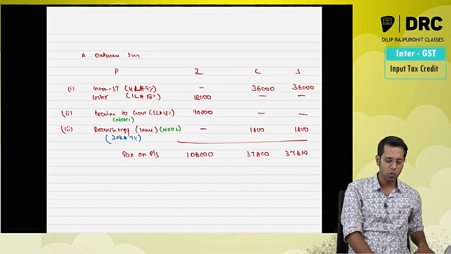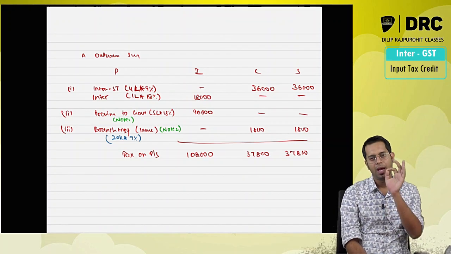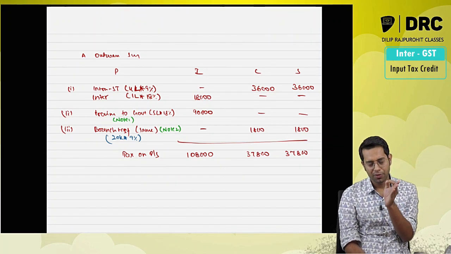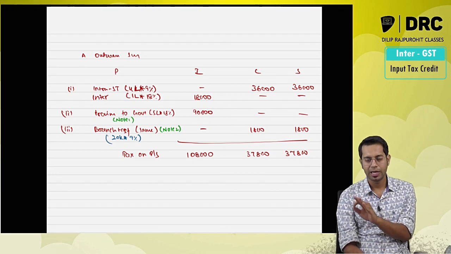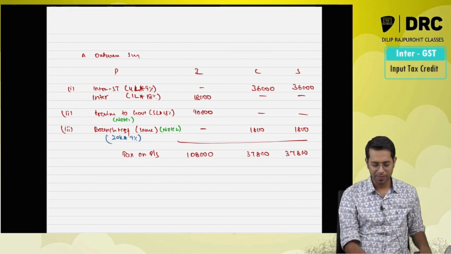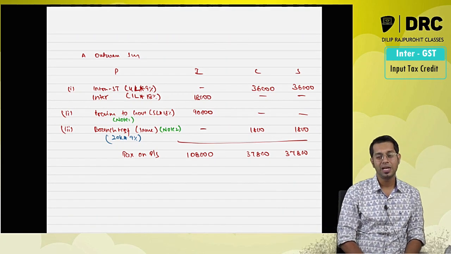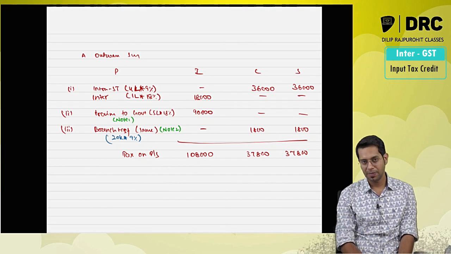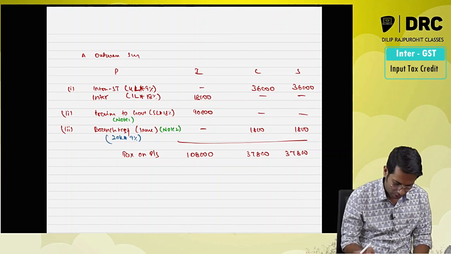Then branch transfer, note number 2, as per section 25 subsection 4, where a person has obtained or is required to obtain more than one registration, whether in a state or union territory, then each of those registered persons will be treated as distinct persons. Since there is a supply made to the branch which has obtained a separate registration, it will be deemed as a distinct person, and the supply made to a distinct person will be taxable accordingly.